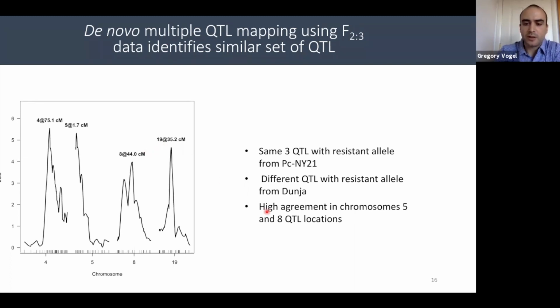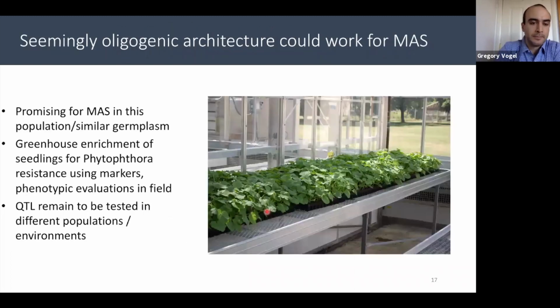And I thought it was pretty remarkable that in terms of the locations, the most likely positions of QTL in chromosomes 5 and 8, the 2 methods, bulk segregant analysis and multiple QTL mapping, only differed by 10 kilobases in the case of chromosome 5 and 50 kilobases in the case of chromosome 8, showing a really high consistency in terms of the resolution or localization of these QTL.